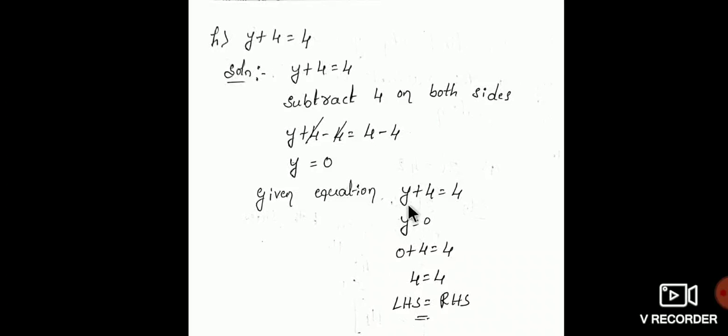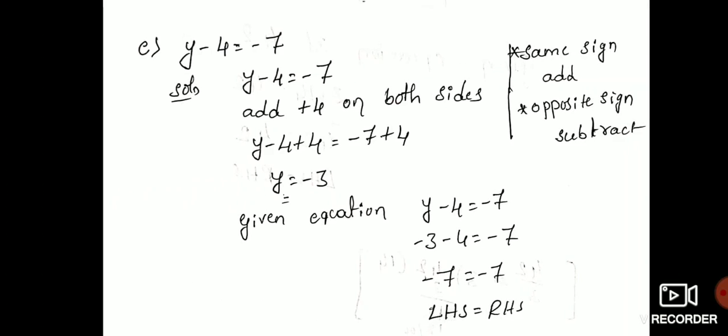So the given equation is y plus 4 is equal to 4. The value of y we get is y is equal to 0. Therefore 0 plus 4 is equal to 4. 0 plus 4 means 4. 4 is equal to 4. LHS is equal to RHS. First we should separate the variables by adding or subtracting or by multiplying or dividing on both sides.